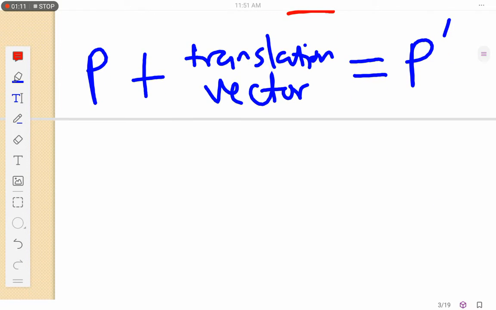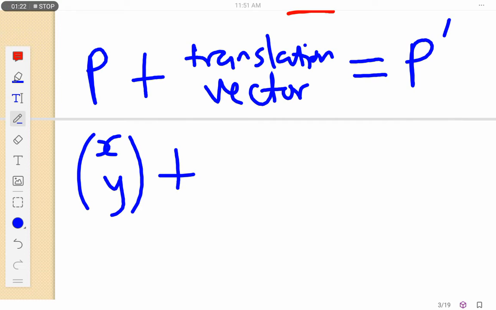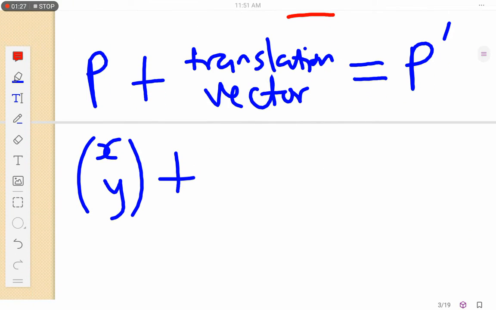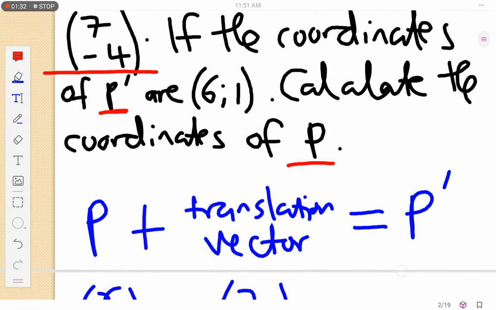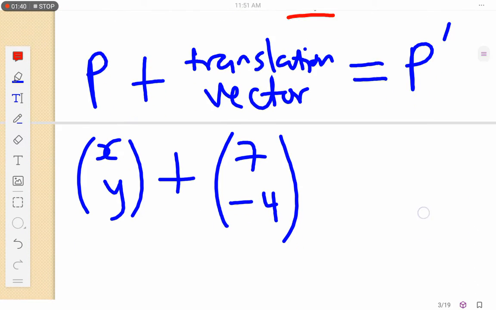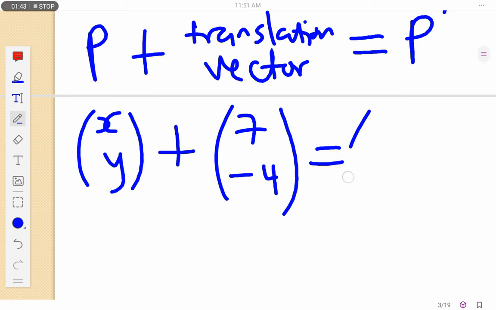Okay, so I'll write my P, I'm going to take it in the form of x, y. Okay, plus my translation vector I was given, it's 7, minus 4. Then I was also given the coordinates of the image. So this will be my x and this will be my y. So I'll write it in the form of a vector, equal to 6, 1. Okay, like that. So my goal here is to find the value of x and y.